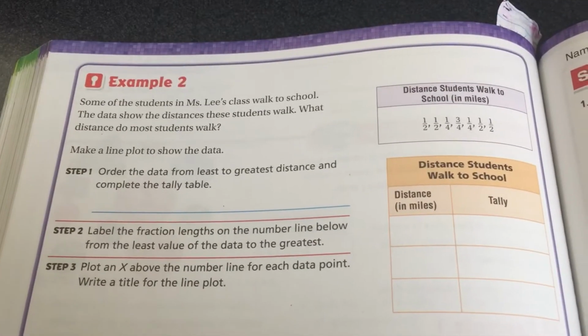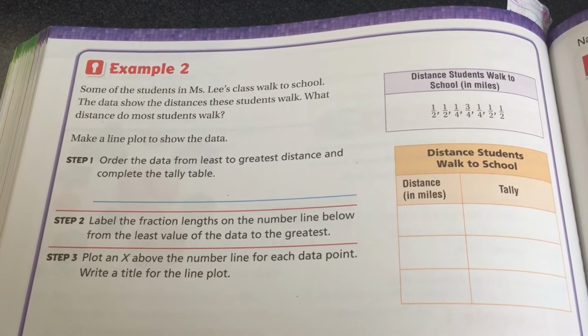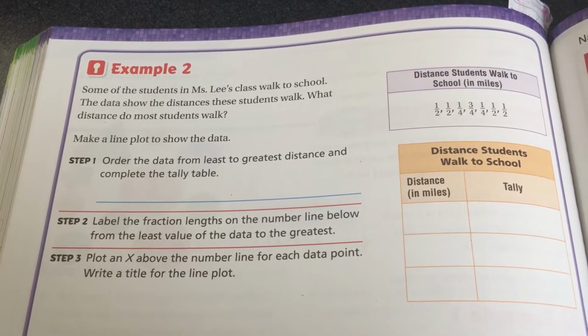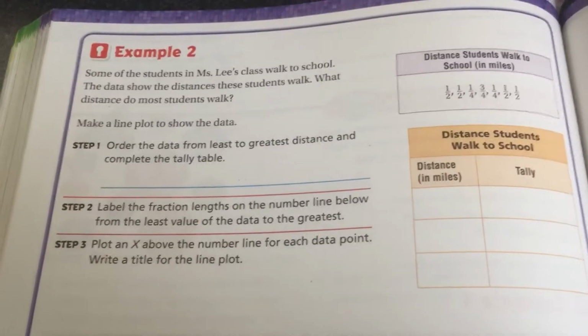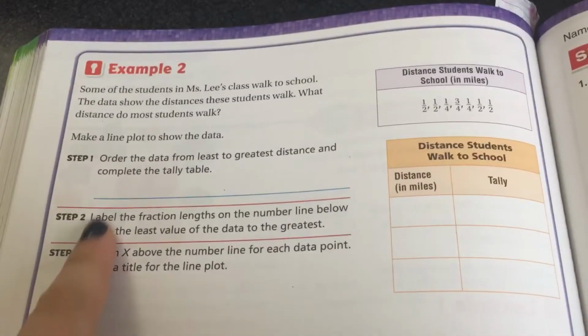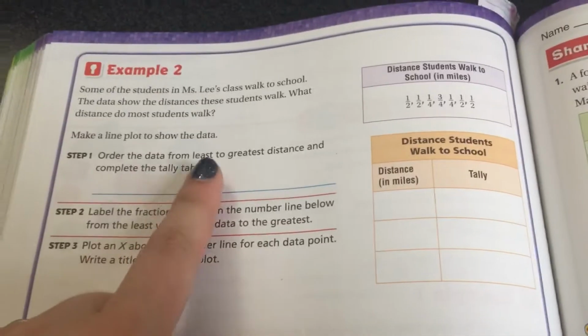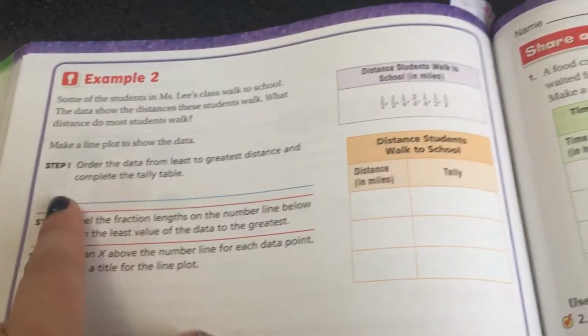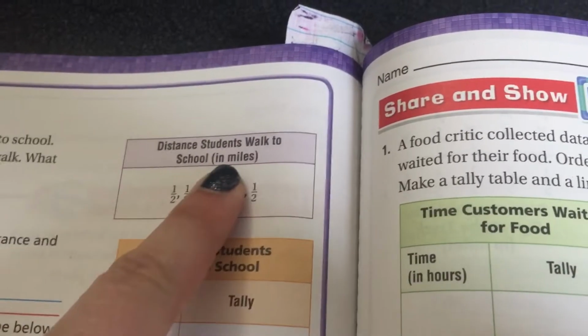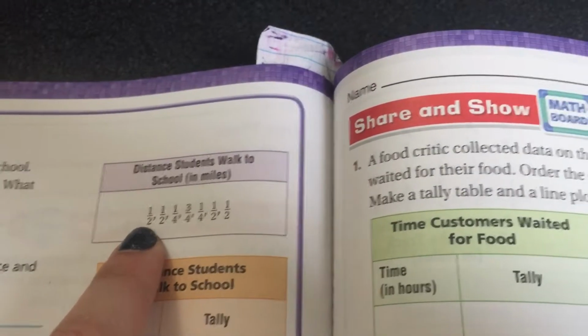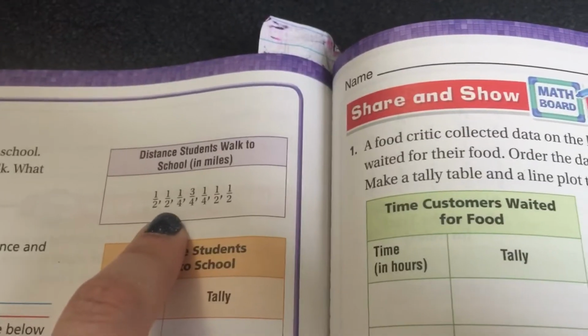Okay. Some of the students in Miss Lee's class walked to school. The data show the distances these students walk. What distance do most students walk? Make a line plot to show the data from least to greatest distance. So here's all your data: distance students walk to school in miles. One student walks a half a mile. Another student walks a half a mile, and so on and so on.